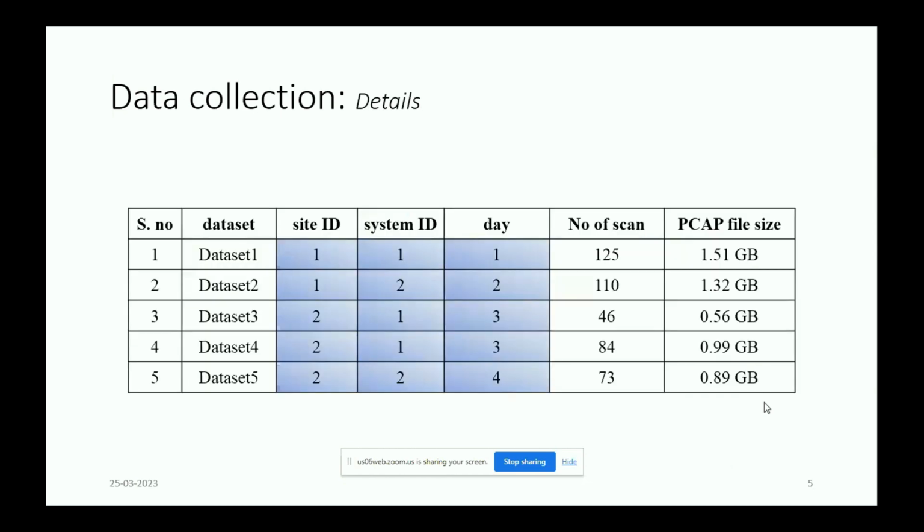To remove the bias which is generated from various parameters, we have collected the data from two different sites at different times, and we have used two systems also. This is to average out all the bias which was inherent in the system. This table represents our PCAP file size, how many scans we have collected, and what was the day, the site and the system ID.